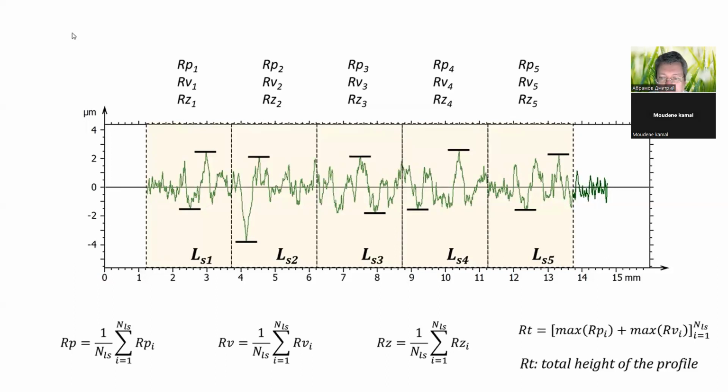Another parameter, Rt, or the total height of the profile, can be defined. It is calculated as the sum of the highest Rp estimator and the highest Rv estimator. Rz is therefore smaller than or equal to Rt. On the primary profile, Pt equals Pz as there is no sampling length and only one value of each parameter is calculated.